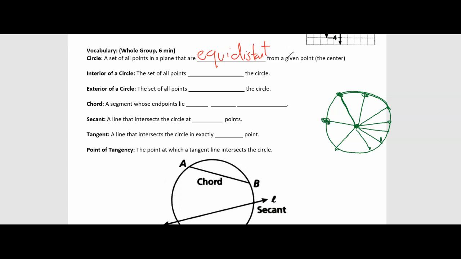The interior of a circle is the set of all points inside the circle. Exterior of a circle, the set of all points outside. A chord is a segment whose endpoints lie on the circle. So you can see a chord down here, chord AB. The endpoints are on the circle, and they are connected by a segment. That would be a chord.